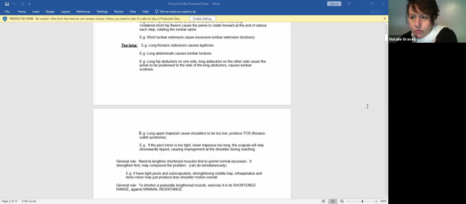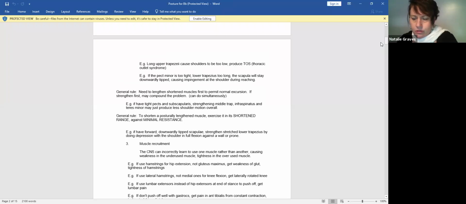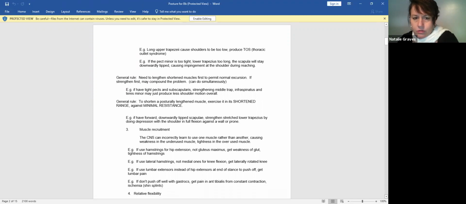So as a general rule, we need to lengthen shortened muscles, or stretch them, and then we need to strengthen. If things are too tight, we're going to lengthen them first, or stretch them. And that's what we're going to talk about when we get into some of the Shirley Sahrmann exercises for postural correction.